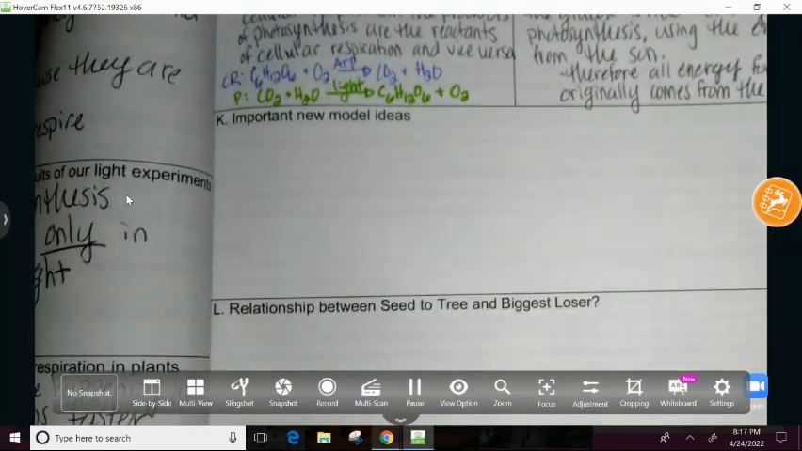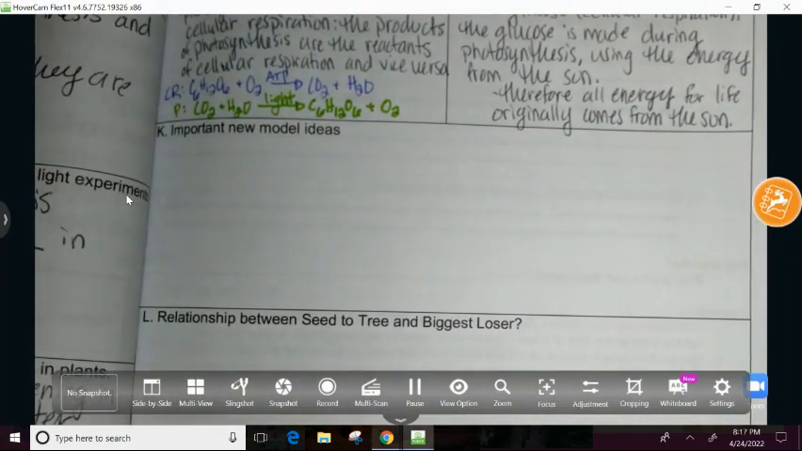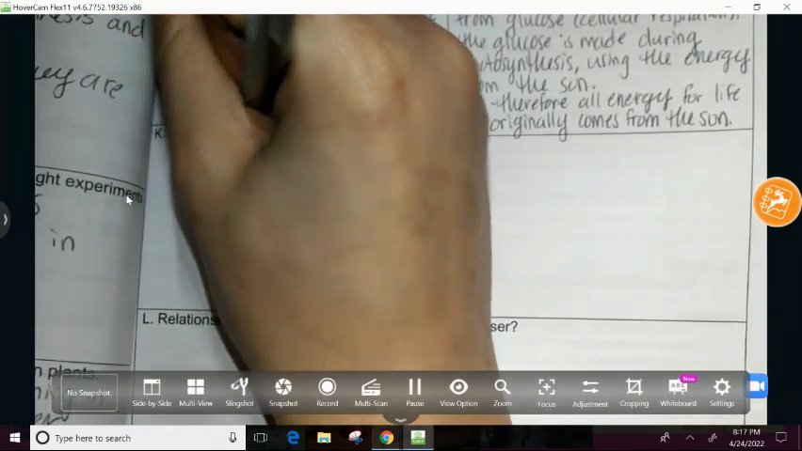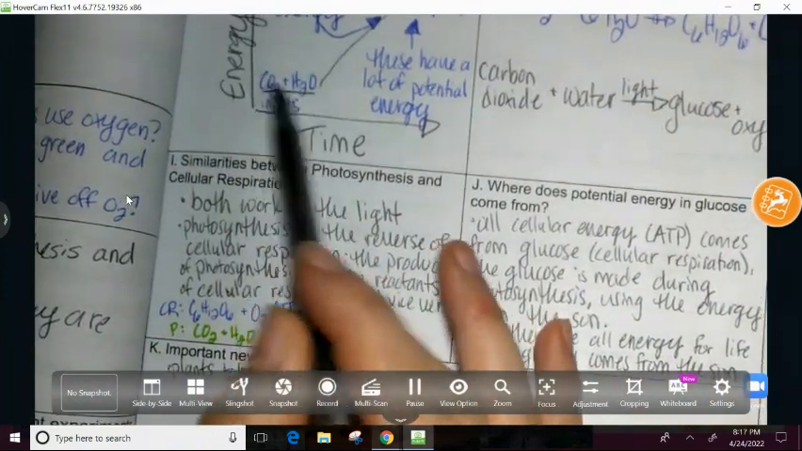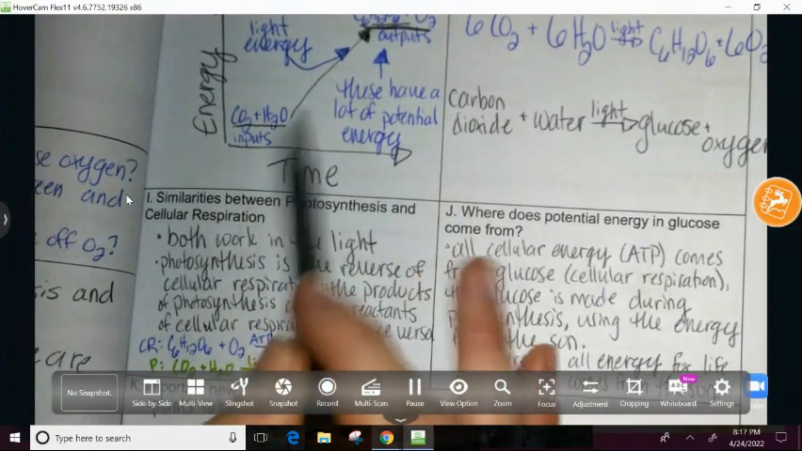So what are the important things that we have learned? Try to get this all to fit here. So we learned that plants take in low energy molecules. So if you go back to the top, these molecules, carbon dioxide and water, are the inputs, and they're low on the graph. So they have low energy.